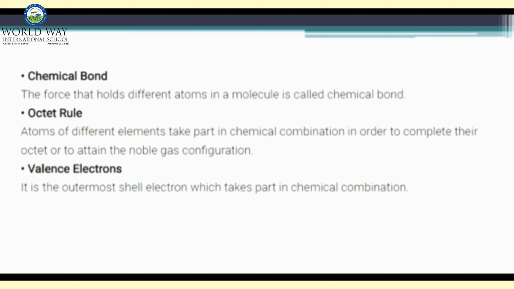The next subtopic is the octet rule. Atoms of different elements participate in chemical bond formation with the motive to complete their octet, or we can say the attainment of noble gas configuration takes place when the octet rule is followed. As we all know, valence electrons are the electrons present in the outermost shell of an atom, and they only take part in chemical combination in the form of losing or gaining.